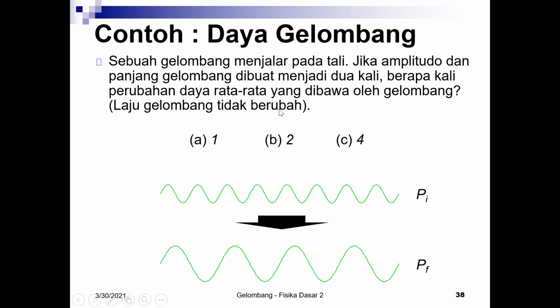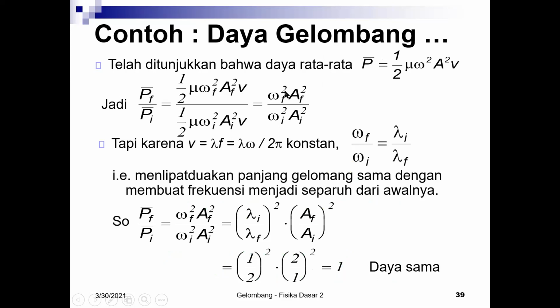Okay, let us discuss. So this is the average power. For the comparison between P_f and P_i, because we have the same mass density and this velocity, we can divide by itself and it becomes 1, and we are left with this expression: omega_f squared times A_f squared over omega_i squared times A_i squared.